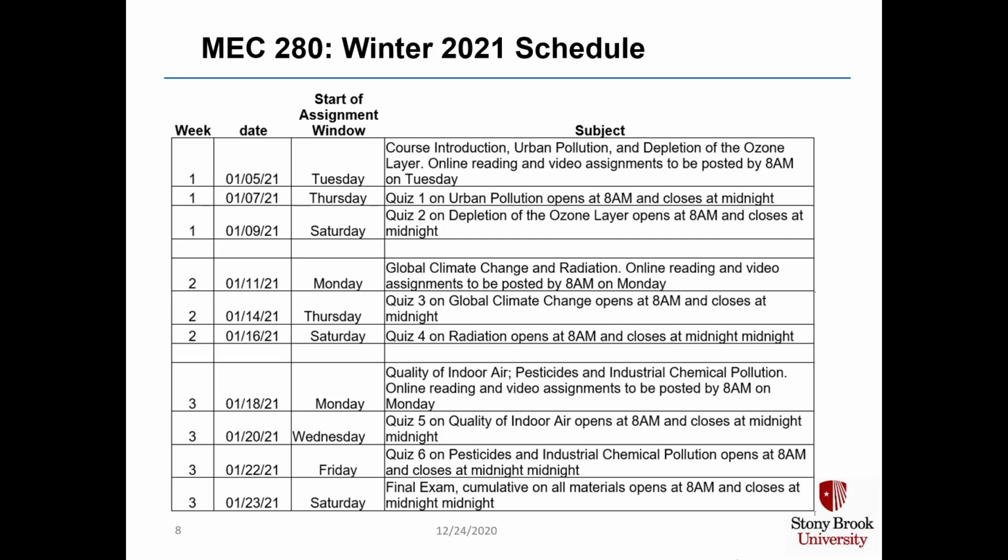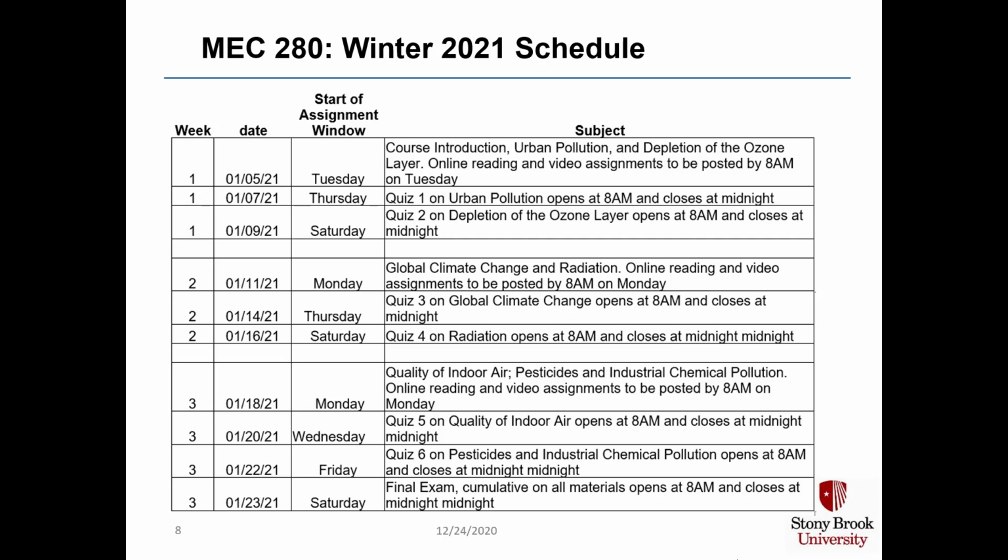And this is the quick schedule that we're on in this 19-day class. We'll open on the 5th of January. We'll post your reading assignments for urban pollution and depletion of the ozone layer. Your first quiz will be taken on Thursday of that week, meaning January 7th, and the second quiz will be given on Saturday, January 9th. In the second week, we'll repeat the same general format, having all the information out there for you on Monday, and quizzes 3 and 4 will respectively be given on Thursday and Saturday of that week.